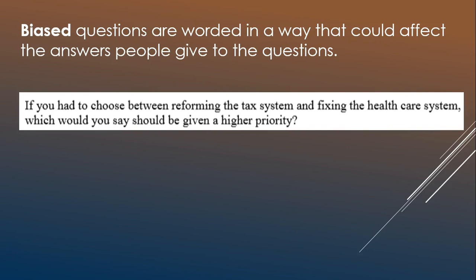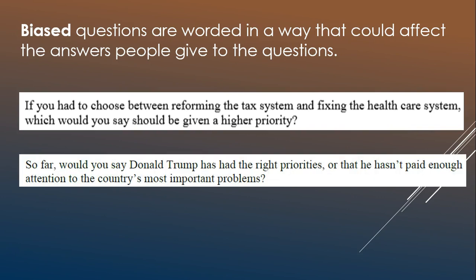When Donald Trump was approaching his 100th day in office, news organizations were surveying people to see what they thought about the job he had done so far. These are two of the survey questions that were asked from two different surveys. Think about whether the questions are biased, whether they could affect the answers people were giving. The first question is, if you had to choose between reforming the tax system and fixing the healthcare system, which would you say should be given a higher priority?